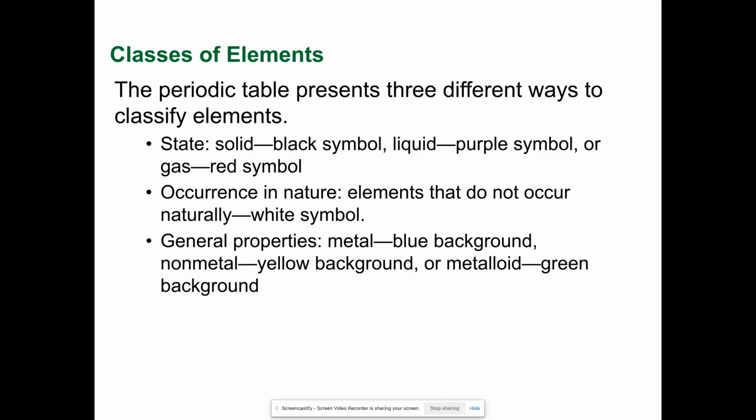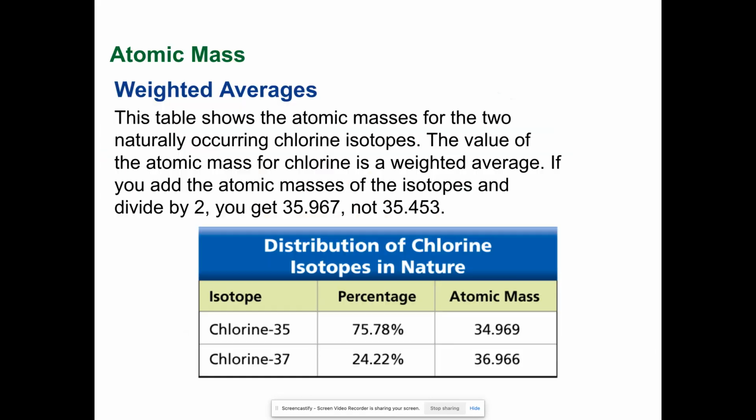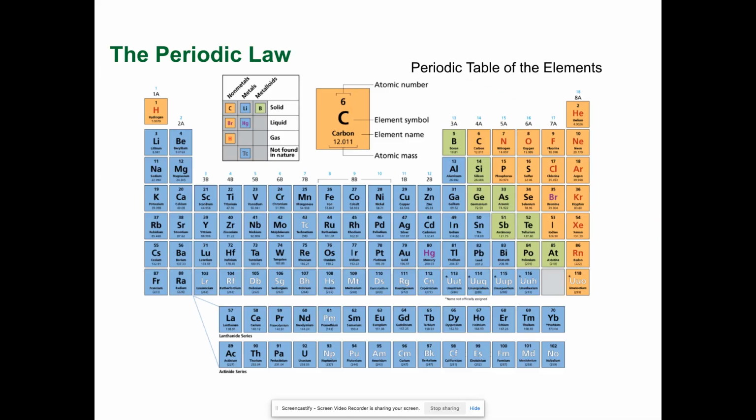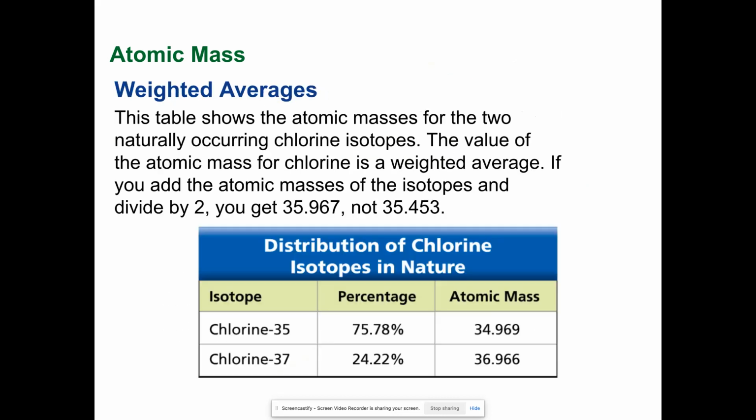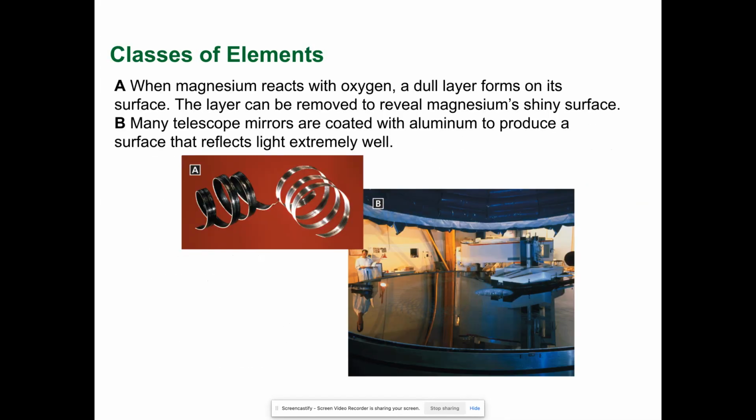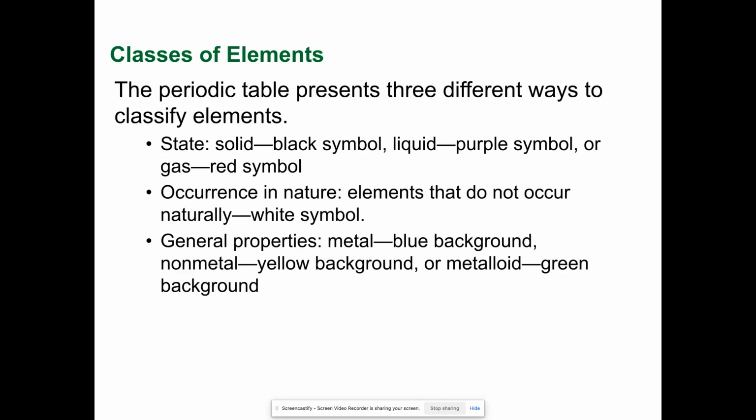General properties: metal, blue background; nonmetal, yellow background; metalloid, green background. So if I go back to the slide, this is what they're talking about. The letters are black, or red, or purple, or white. The background can be this color: green, blue. And so if we fast forward, those are just the properties of how they classify it.